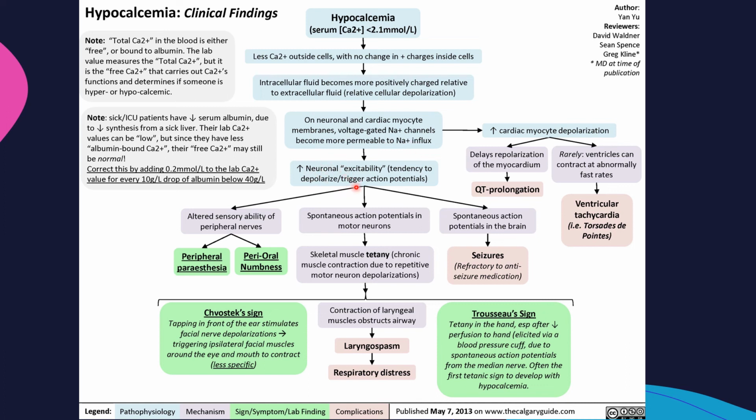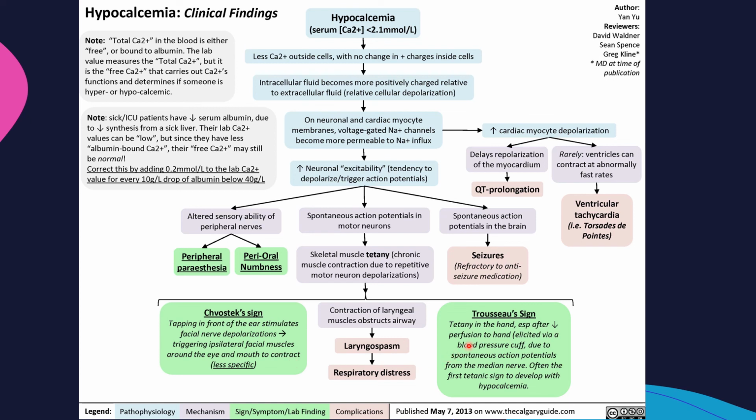Therefore, we have increased neuronal excitability and cardiac myocyte depolarization, which results in symptoms like peripheral paresthesia and perioral numbness due to altered sensibility of peripheral nerves, and spontaneous action potentials in motor neurons, which lead to tetany. It may also cause contraction of laryngeal muscles, laryngeal spasms and respiratory distress. We may also have spontaneous action potentials in the brain, which may lead to seizures. And generally, we have a more hyperreflexive state.